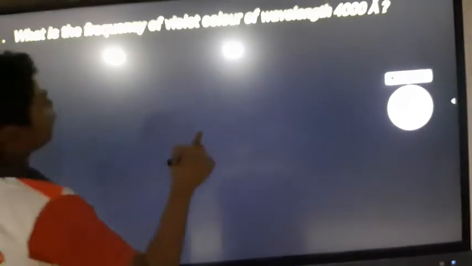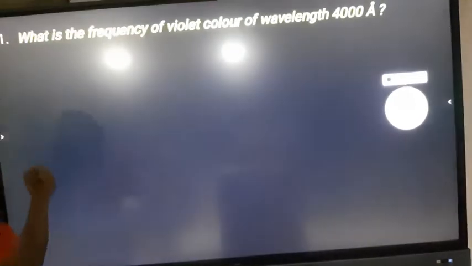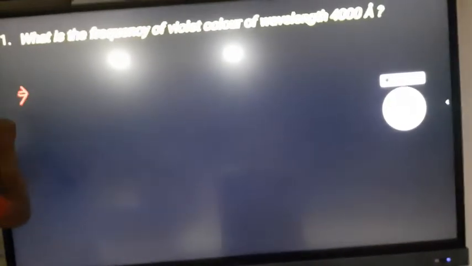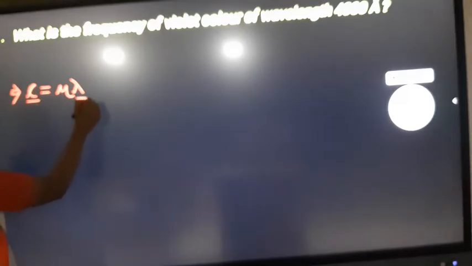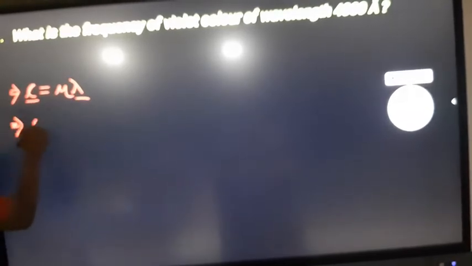The first question given is: what is the frequency of violet color of wavelength 4000 Armstrong? Here it is asking for the frequency, and we know the formula is C equals mu lambda. So we have to find mu, the frequency of violet color, where C is the speed of light and lambda is the given wavelength. So we will get mu equals C by lambda.